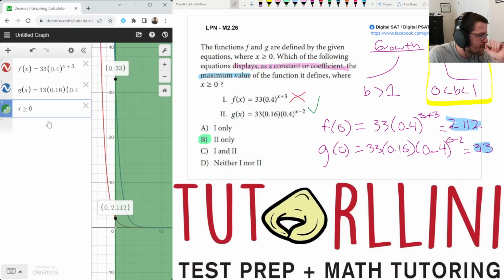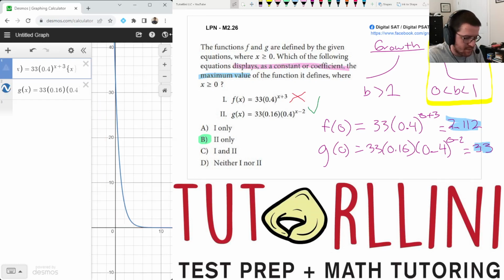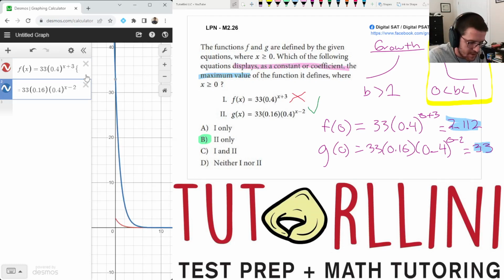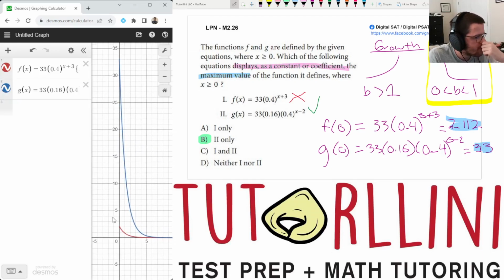Another way you can get around this is you can add, I don't have a video on this, but Desmos has a video on this. You can add a domain restriction by doing a curly bracket and then putting x is greater than or equal to 0. And then do that on the bottom one too, curly bracket, x is greater than or equal to 0. And you can very clearly see that the maximum is just the y-intercept, right? And if you want, you can just click on it. It tells you 33 and 2.112.